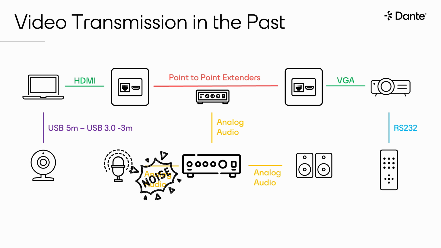Then there was analog audio. It worked great, but it introduced the potential for noise and interference. And if something went wrong, good luck tracking it down quickly. On top of that, everything was local. Signals stayed in the room where they originated. If you wanted to send media to an overflow space or share content with a different area, you were facing a serious cabling project.